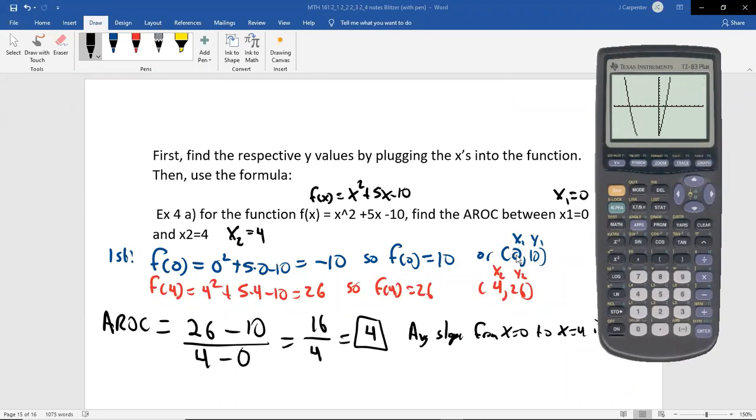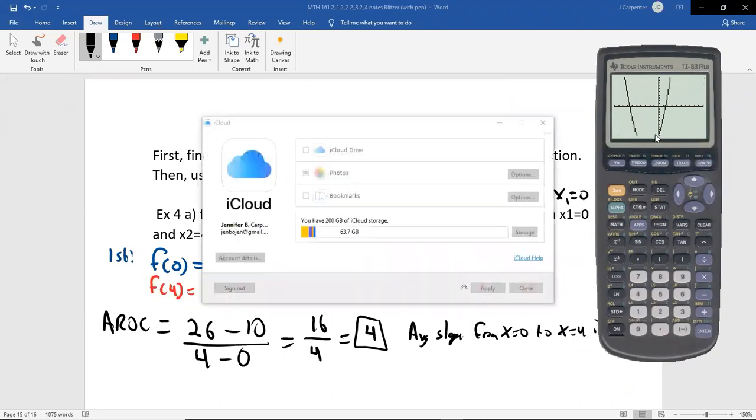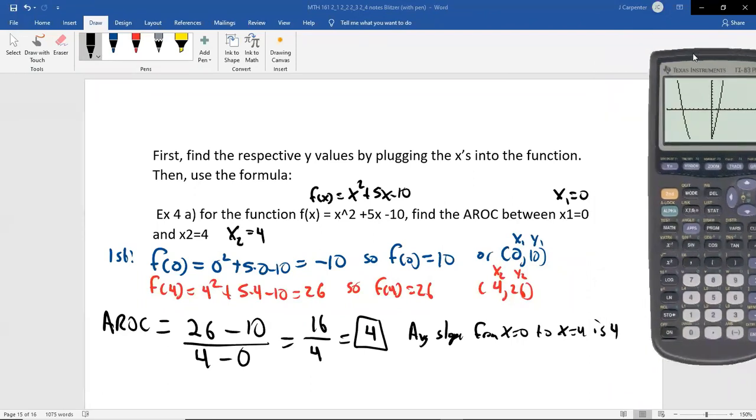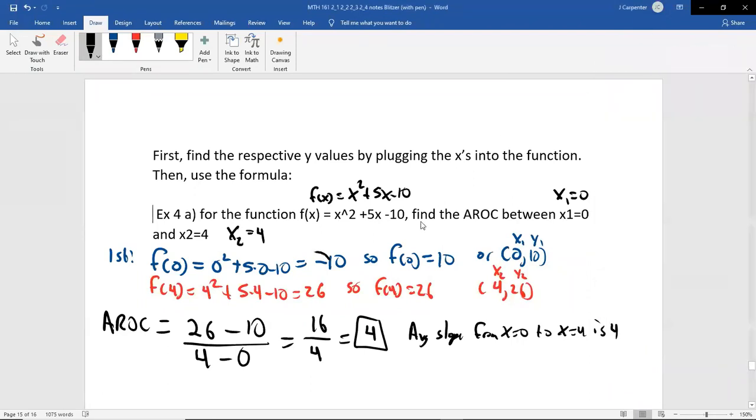Now, I can't really see all these points. The 0, comma, negative 10. I wrote something wrong, didn't I? Unbelievable. Okay, so the answer is not 4. I've got to go back and correct some things. f of 0 was negative 10. I dropped the negative there. That was a boo-boo. So I've got to go back and make a couple corrections.